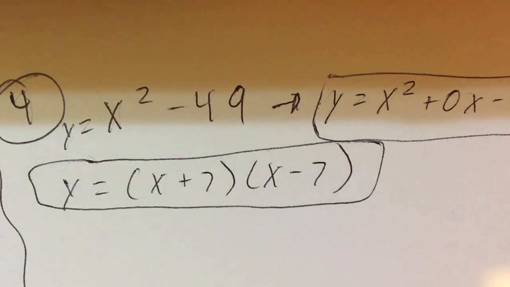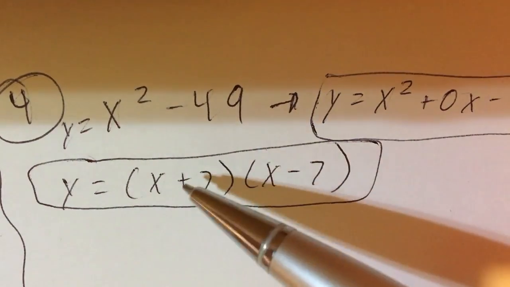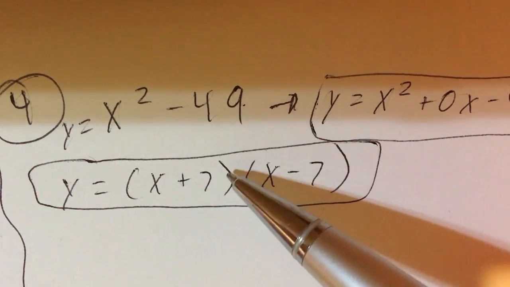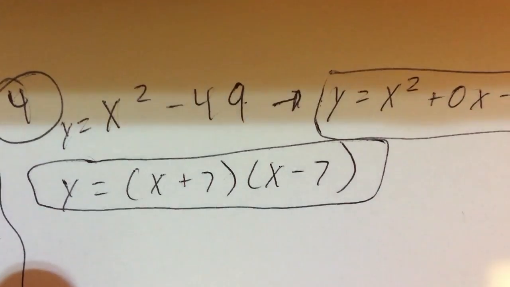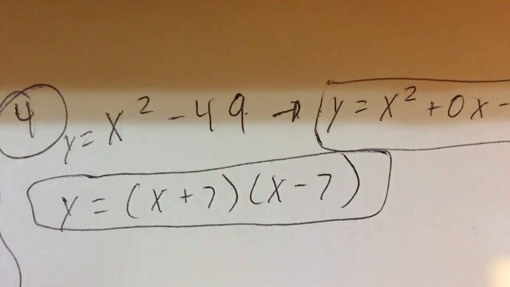X plus whatever the square root of that number is. The square root of 49 is 7, so x plus that number, x minus that number. Again, not going to stress it out too much. Just wanted to show an example of how you would factor something like that. All right, flip the paper over.